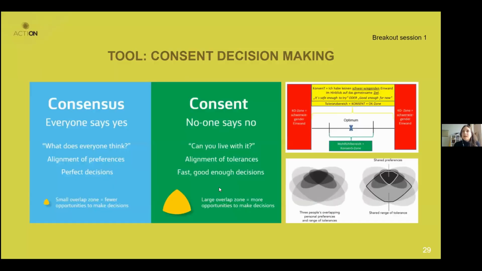And now I pass it back to Fenia for the second practical activity.